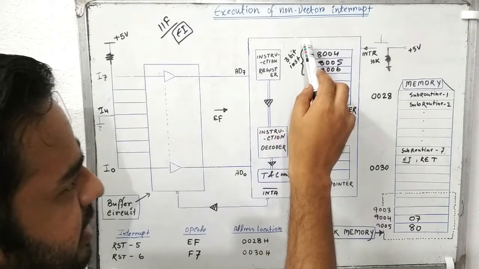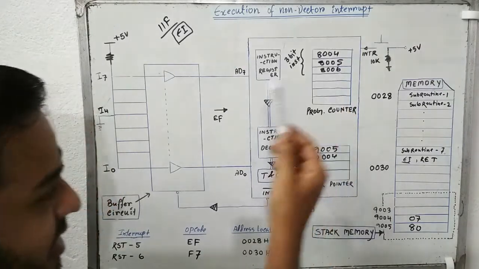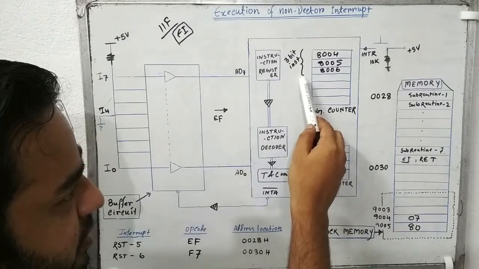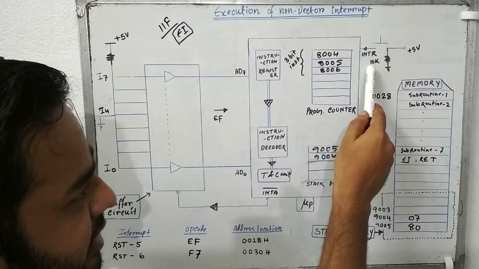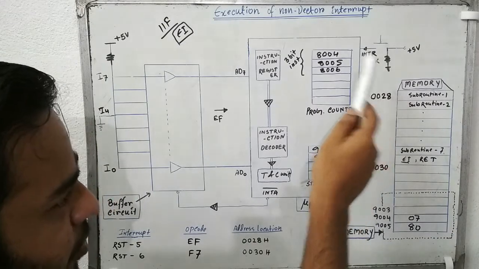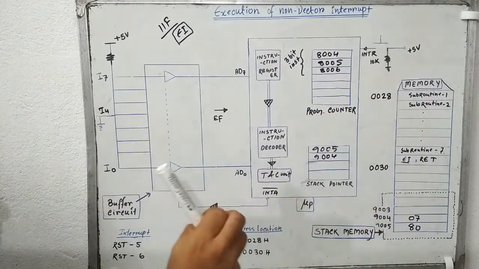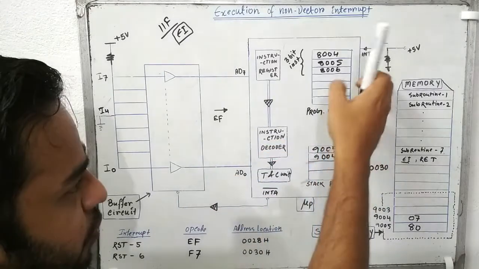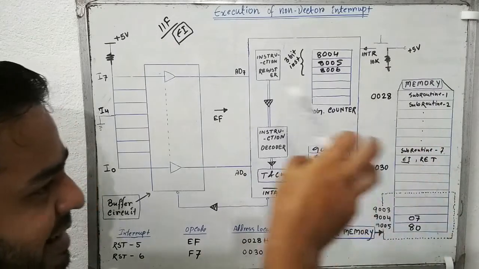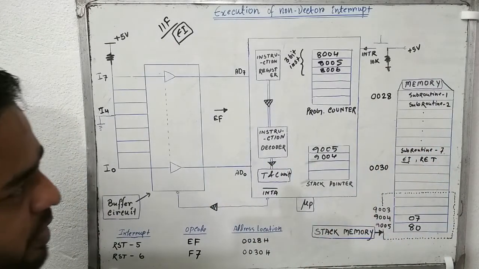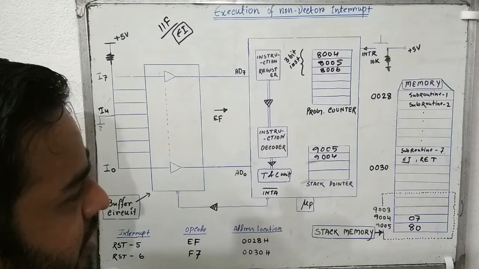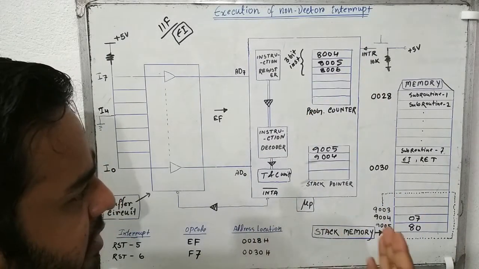So during the execution of the main program, the microprocessor also checks simultaneously whether the INTR pin is high or low. When the INTR pin goes high, the microprocessor immediately accepts the interrupt request from outside. Or you may say the microprocessor immediately grabs the interrupt request.